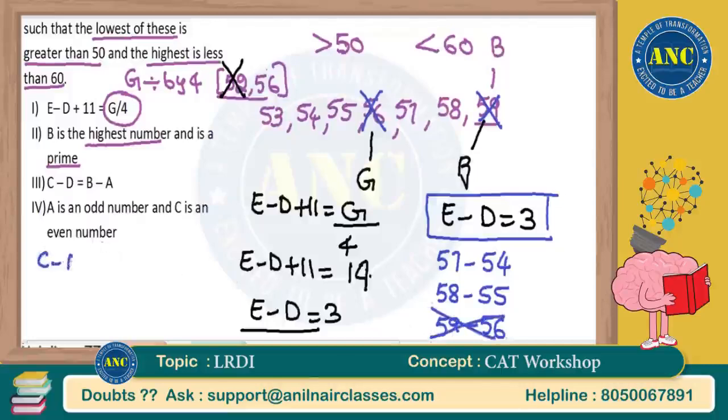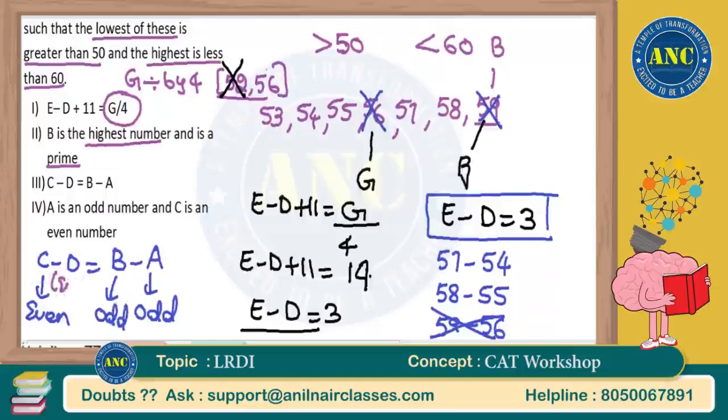C minus D is equivalent to B minus A. A is an odd number. C is an even number. Now if you see, what is B? B is 59, an odd number. So odd minus odd is even. Even minus even should be even. So D value should be even.